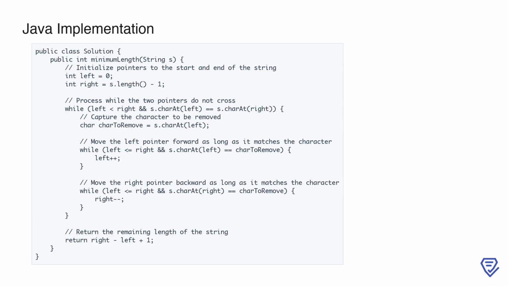This Java implementation mirrors the logic of the Python solution for LeetCode problem number 1750, minimum length of string after deleting similar ends. The algorithm uses two pointers, left and right, to traverse the string from both ends, removing matching characters until the pointers meet or cross. Key differences in Java include explicit type declarations and the use of charAt to access characters in a string. The method ensures that the solution is concise and efficient, directly returning the length of the remaining substring after processing.